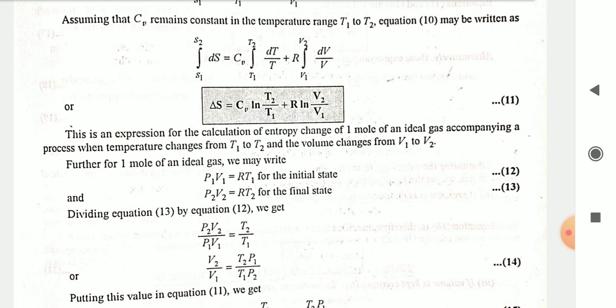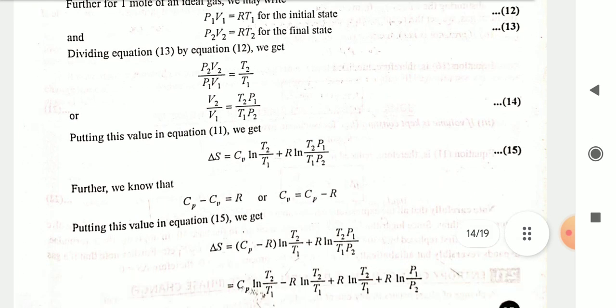Further, for 1 mole of an ideal gas, we may write P1 V1 is equal to RT1 for the initial state. Consider equation 12. P2 V2 is equal to RT2 for the final state. Consider equation 13. Dividing equation 13 by equation 12, we get P2 V2 upon P1 V1 is equal to T2 upon T1. So V2 by V1 is equal to T2 by T1 times P1 by P2. Putting this value in equation 11, we get delta S is equal to Cv ln T2 upon T1 plus R ln (T2 P1 by T1 P2).